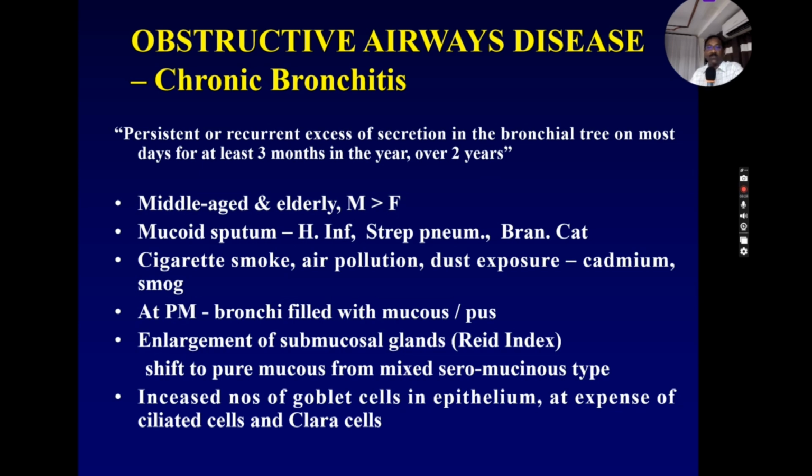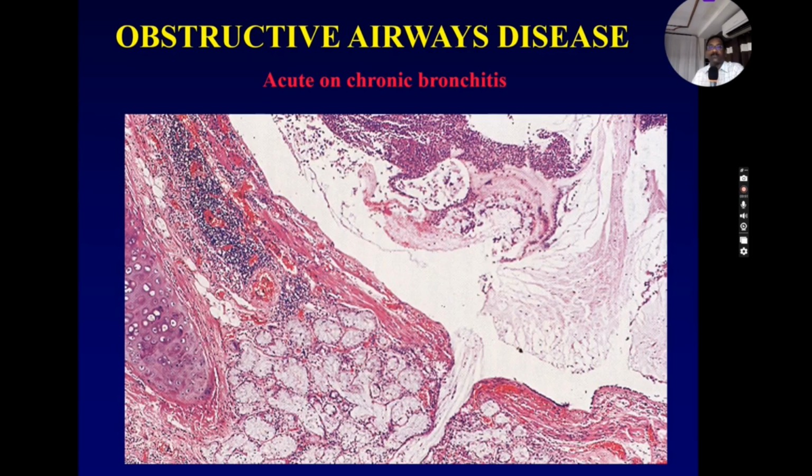There will be enlargement of the submucosal glands. So this is called the Reid index. There is a shift to pure mucus from the mixed seromucinous types. And there will be an increase in the number of goblet cells in the epithelium, at the expense of the ciliated cells and the Clara cells. So the ciliated cells and the Clara cells are the protective cells. They will be replaced by the goblet cells. They are the pathological cells. This leads to a lot of infections.